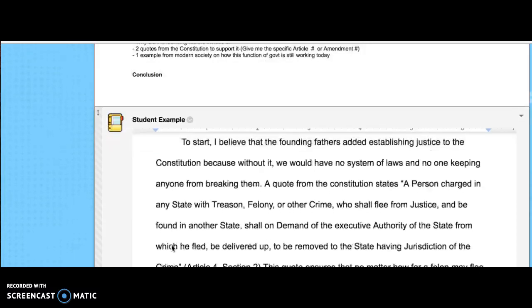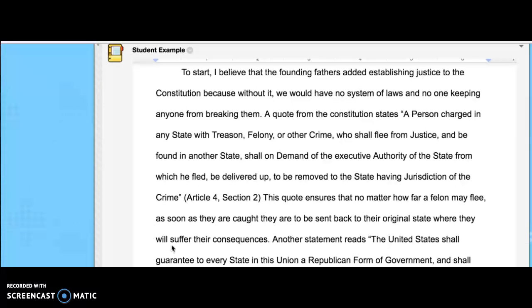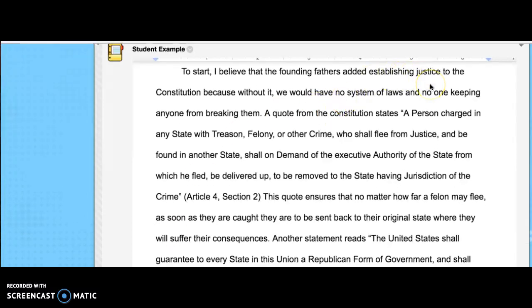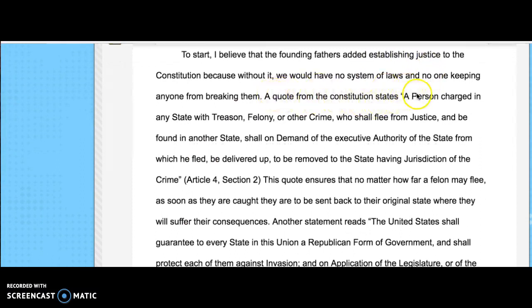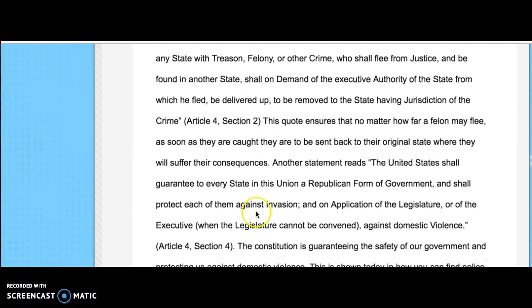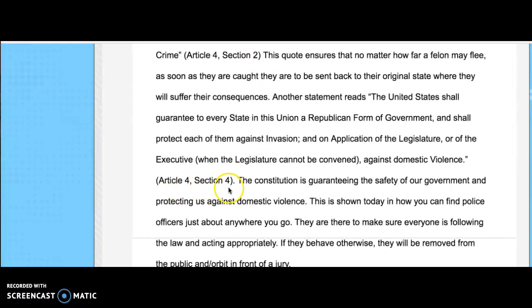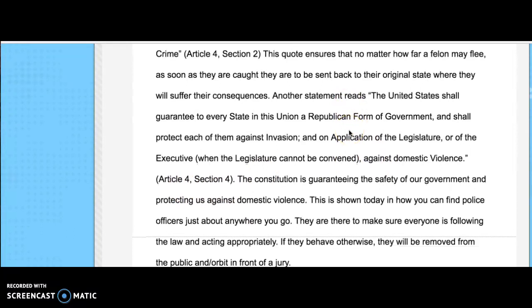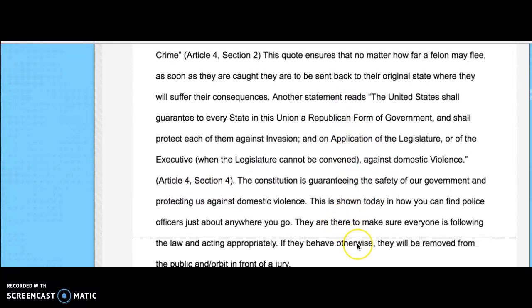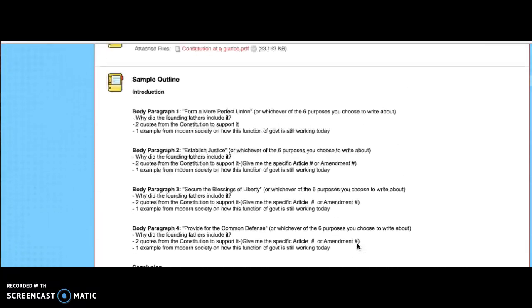I also provided a student example. So they chose establishing justice. They picked a specific quote, and as you can see in parentheses, they said it was found in Article 4, Section 2. Same thing with their other specific reference, Article 4, Section 4. So they directly quoted where it was from, and then they explained how today we still use that purpose.